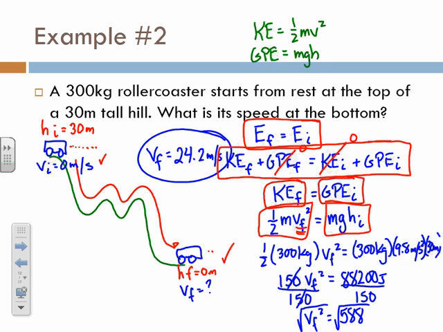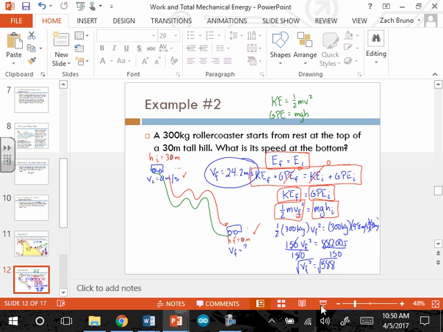All right, so that's example number 2. Good luck with the first sets of problems, and then you can move on to level 2.